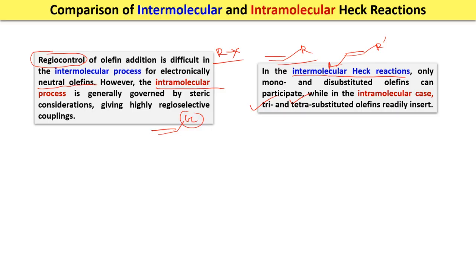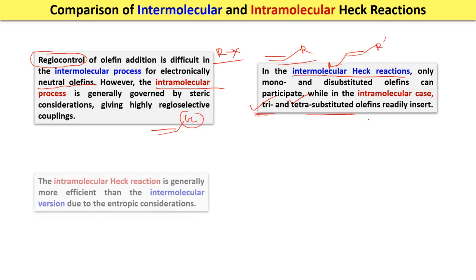So in the intramolecular case, we can use this sterically hindered CC double bond. Then the third point, intramolecular Heck reactions are generally more efficient than the intermolecular, because in case of inter, we are starting from two different substrates. One is RX, another one is the alkene, and after coupling we are getting only one product. But if you consider intramolecular Heck reaction, now the RX and the double bond are part of the same molecule, and that is the reason, as if from one substrate we are moving to one product. So from an entropic point of view, it is more efficient.